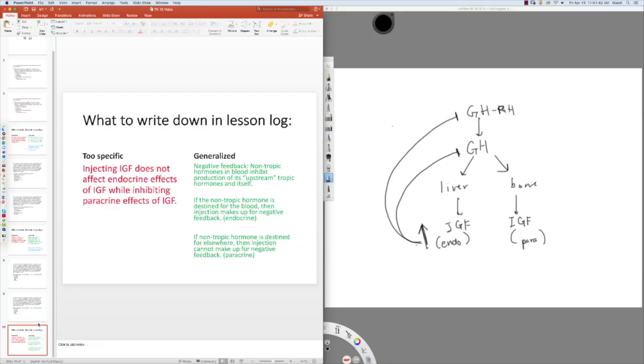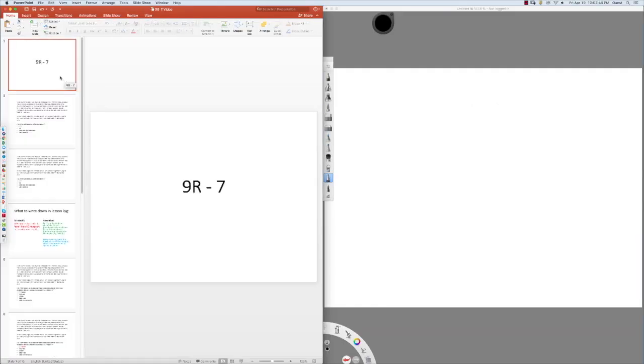Notice that I didn't mention anything about GH or GHRH or IGF in the three generalized takeaways, because these three principles can technically be applied to any similar setup of injecting hormones. It could be, for example, something with cortisol. It doesn't have to be with GHRH or GH or IGF. Okay, so let's move on to the second problem, 907.